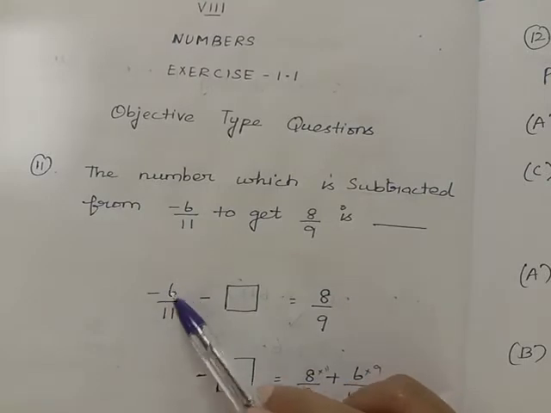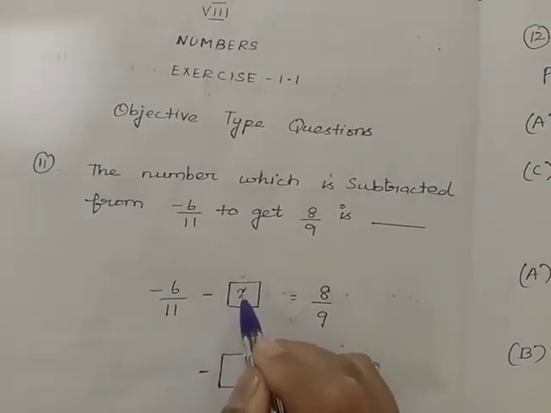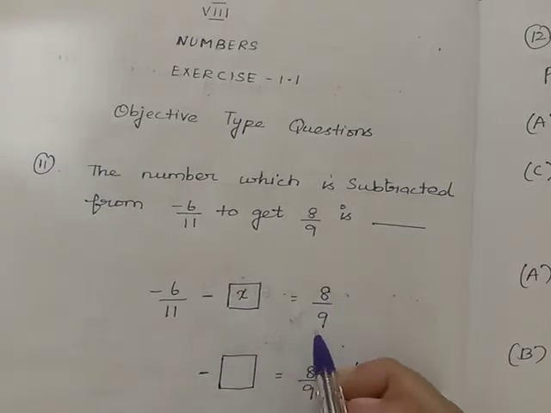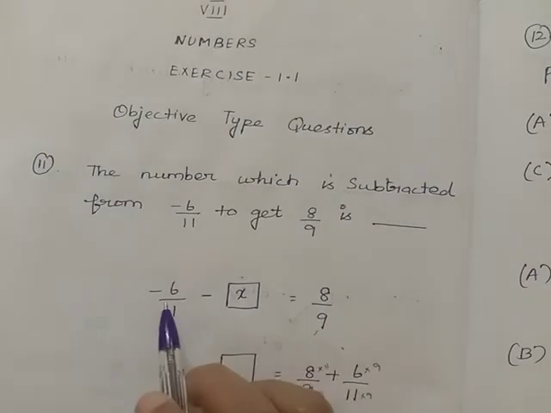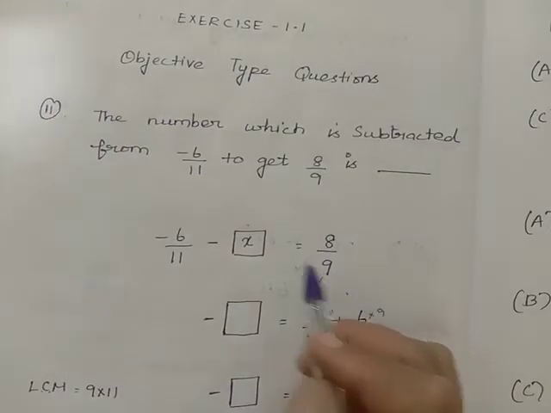So, minus 6 by 11 minus some number. We don't know that number. Let the unknown number be x. Some number, your answer is 8 by 9. A number subtracted from this minus 6 by 11 gives you 8 by 9. Okay, let us find that.